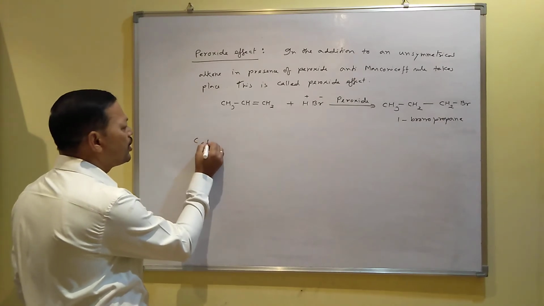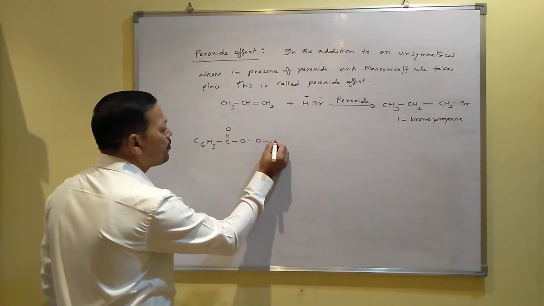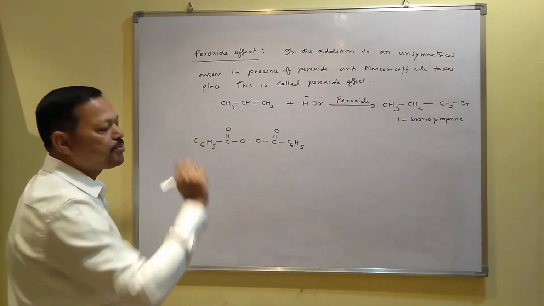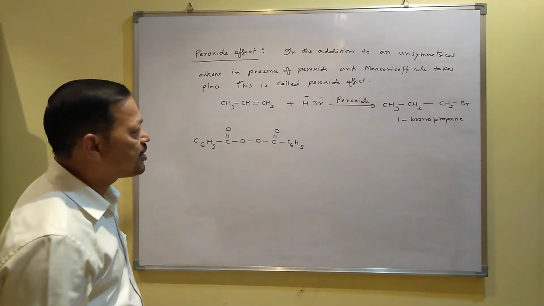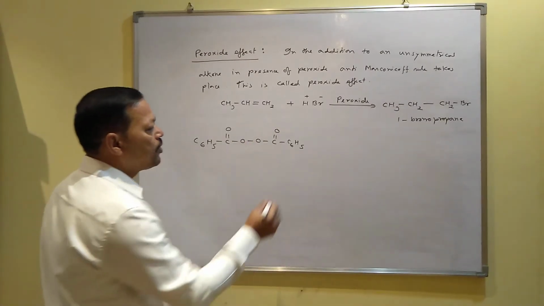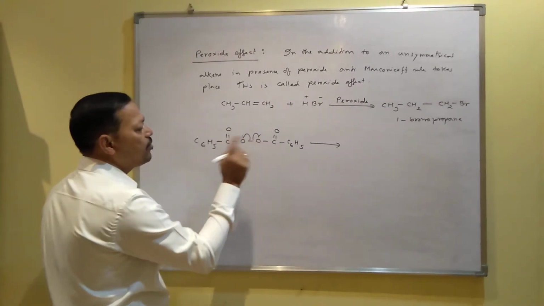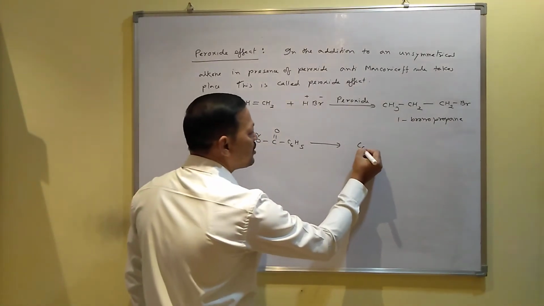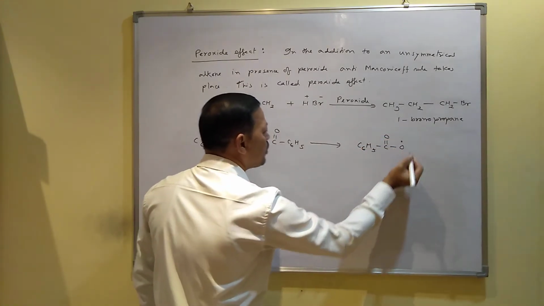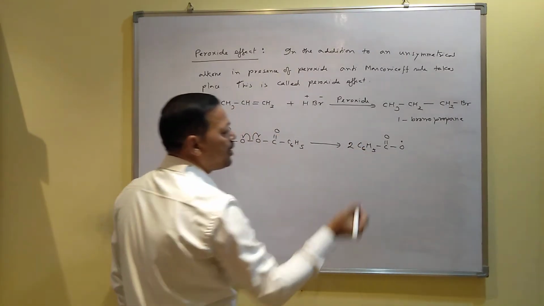For example, this is your peroxide. The name of this peroxide is benzoyl peroxide. Suppose that this peroxide is present in your reaction as a catalyst. Here oxygen contains a single bond, that's why it is called peroxide. So first, this peroxide will break homolytically like this. It will form some free radicals. You will get C6H5COO dot, and another one, C6H5COO dot. You will get two free radicals.